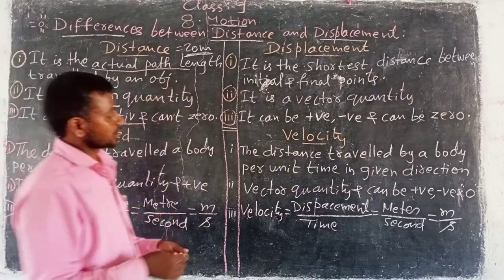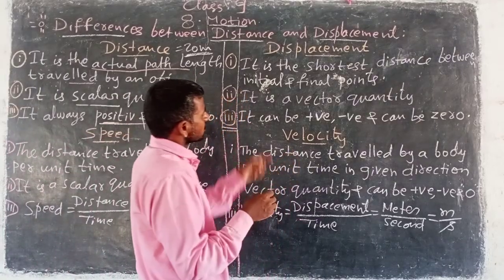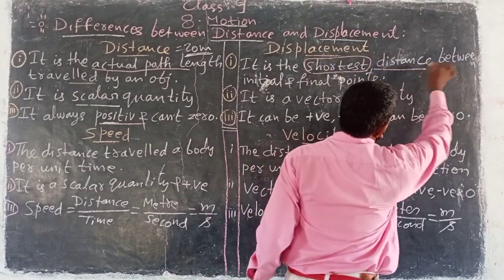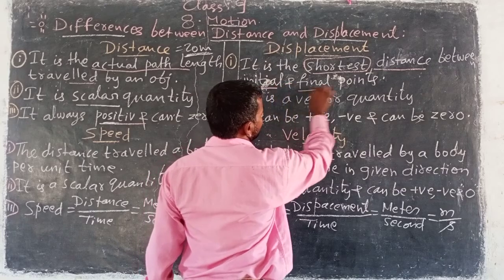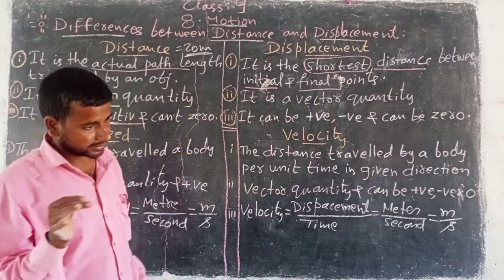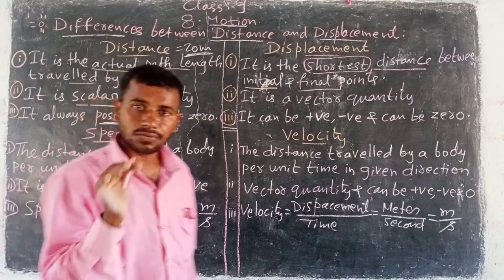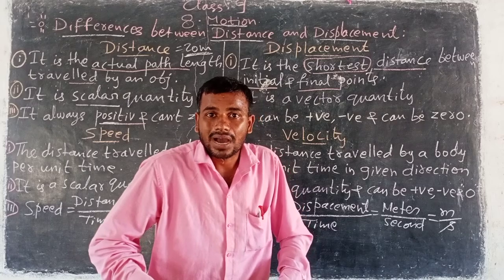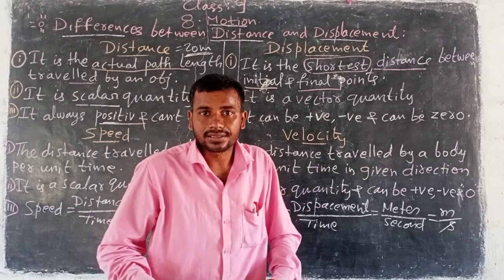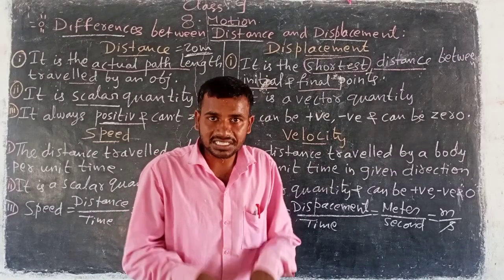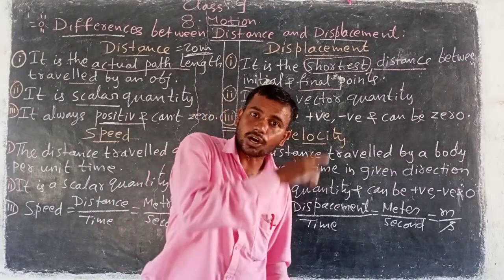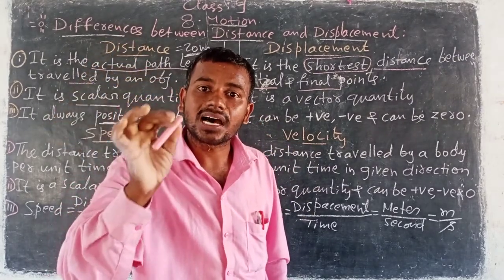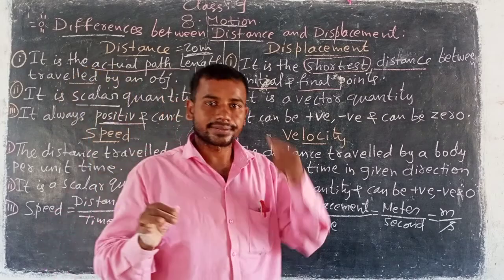Next, come to displacement. What is displacement? Look here. Displacement is the shortest distance between the initial point and the final point. What is the initial point? From where we start. The first point from where an object starts to travel is called the initial point. Where that object stops, the last point is called the final point.